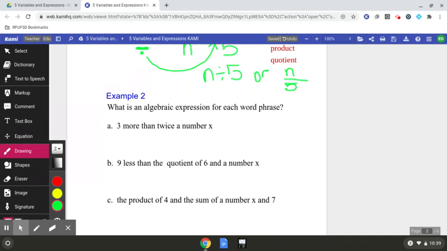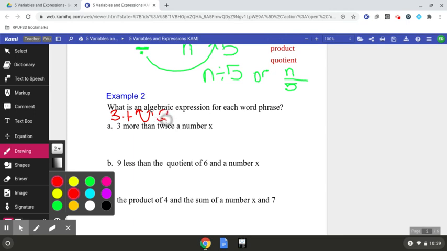3 more than twice a number x. So 3 is just a number. We're going to write it down. More means plus. Than is a switch word. Twice means we're going to multiply by 2 a number x. So now when I write this out, I have to look at my symbol here, and it tells me that I'm switching the order. So it would be 2x plus 3.